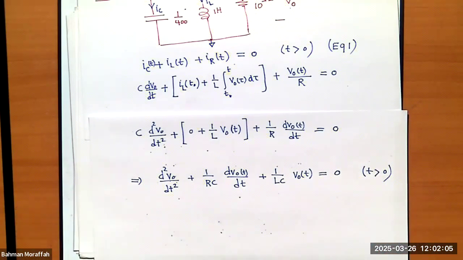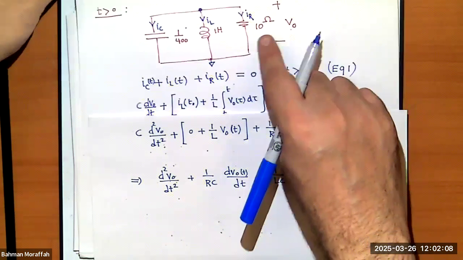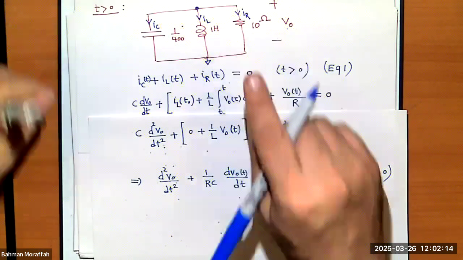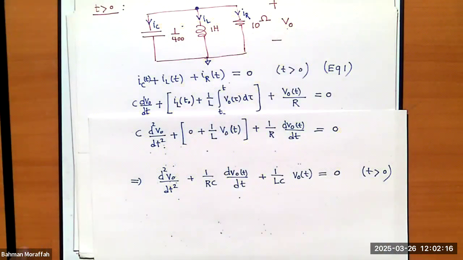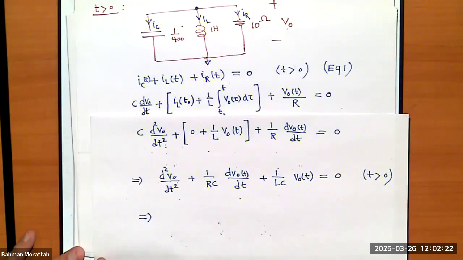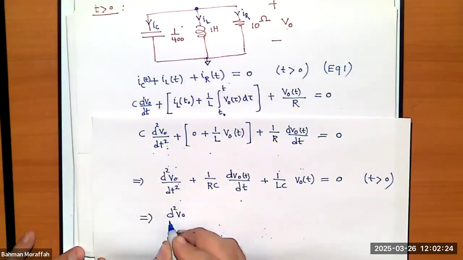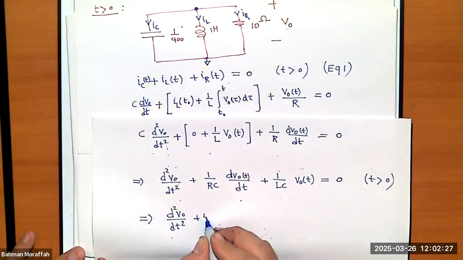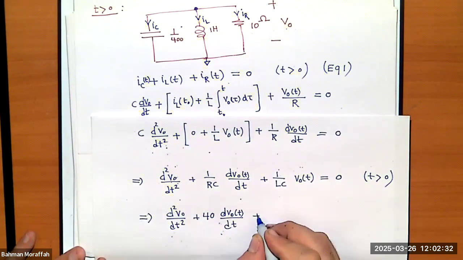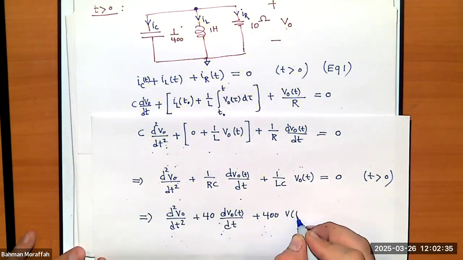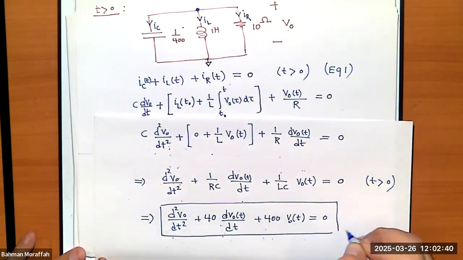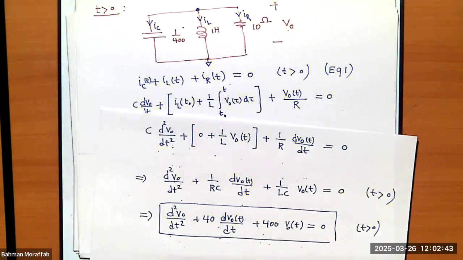Again, I have the values for R, L and C. R is 10, C is 1 over 400, L is 1. I can plug them in here. And if I do this, I'm going to end up getting d squared V out/dt squared plus 40 dV out/dt plus 400 V out of t equals 0. Right? I just plugged in the numbers.